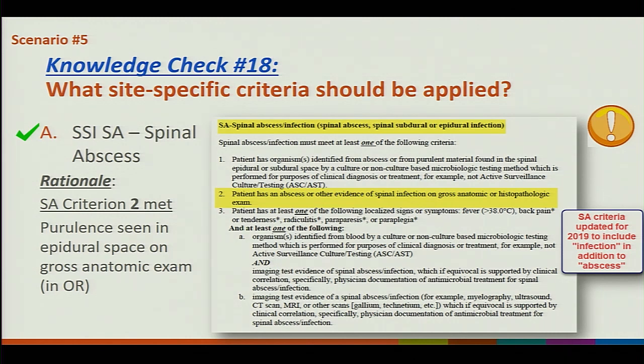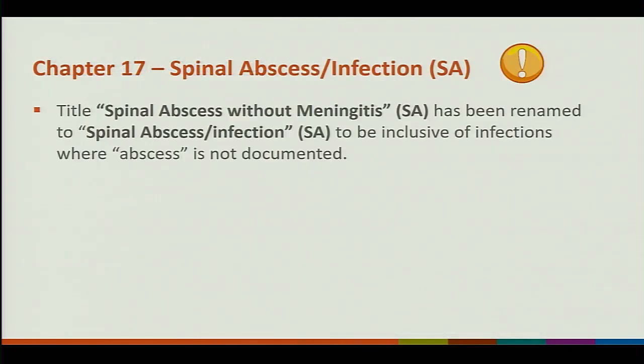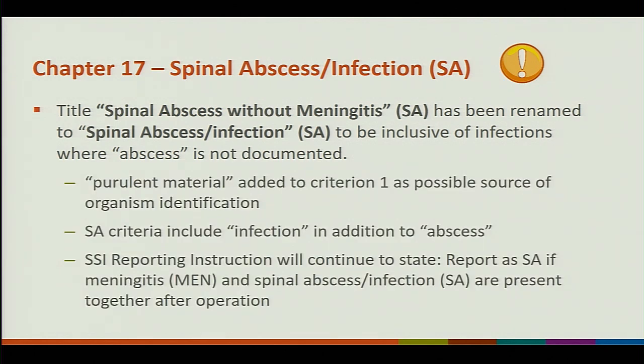And I also wanted to make mention, I know Kathy noted earlier in the week, that Chapter 17 updated this definition a little bit for 2019 to allow purulent material, in addition to the word abscess, to meet spinal abscess infection. We were getting questions from users saying that the actual word abscess wasn't noted, but the patient clearly had purulence at that level of the spine. We wanted to make sure we were capturing these events. So that's why we tweaked this to allow purulence or other evidence of infection as well to meet spinal abscess.